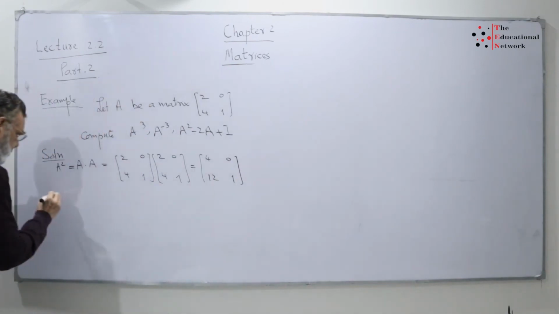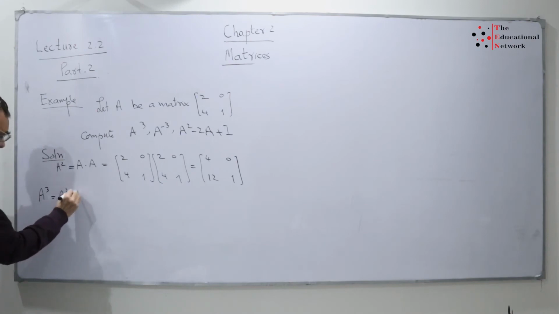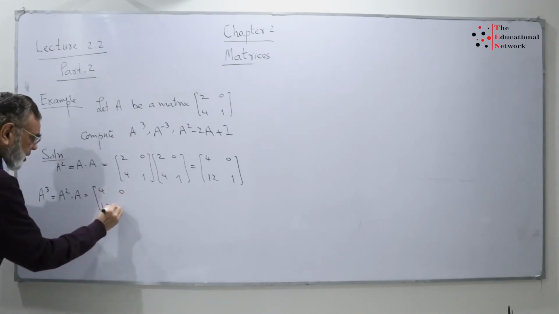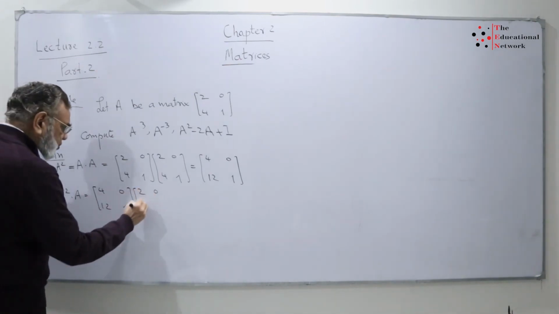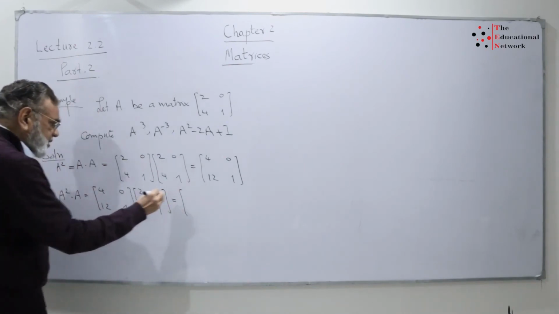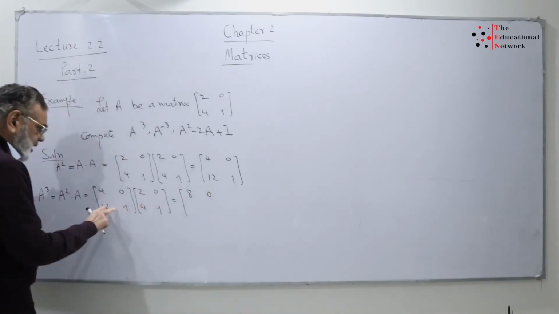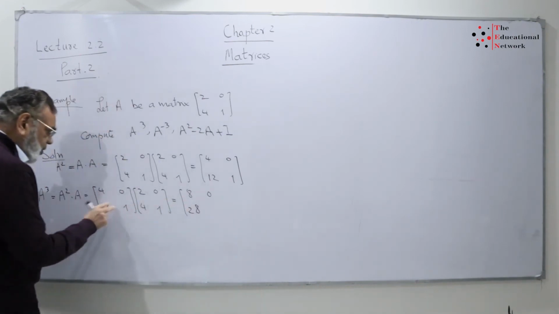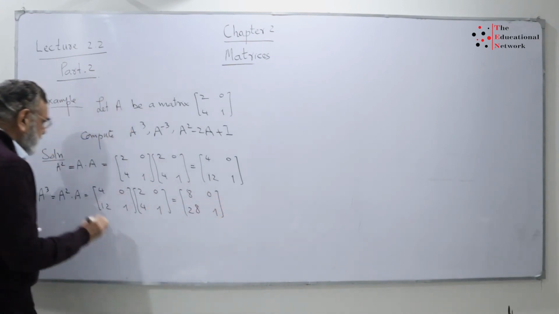So I want to find A cubed. What's my A cubed? My A cubed is A squared multiplied by A. My A squared, which I have calculated, is 4, 0, 12, 1, and I multiply it by A. My A is 2, 0, 4, 1. I take the first row and multiply by the first column. We get 8 plus 0 is 8. First row with second column is 0 plus 0 is 0. Second row with the first column is 24 plus 4 is 28. And second row with the last column is 0 plus 1 is 1. So this is my A cubed. This is my first result.